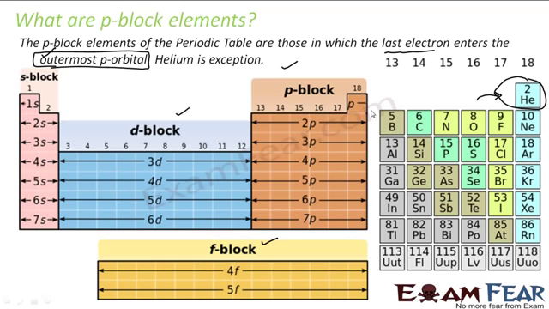But the general definition is, if the last electron enters the s orbital, we classify them as S block. If the last electron enters the p orbital, we classify them as P block. If it enters the d orbital, D block. If it enters the f orbital, F block. That is how the classification is. Helium is the exception. Since the properties of helium match with the group 18 elements, and group 18 is in P block, we consider helium also in the P block.